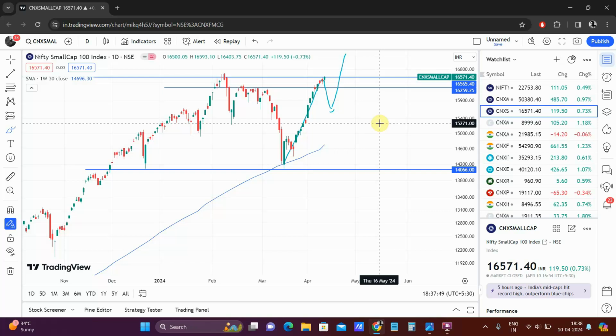And also if you look at it from the lows that we touched in mid March, from there, from 14,000 levels, we are close to 16,800, almost a 20% move from those levels after strong accumulation. So this is how the data kind of tells us what is going to come in, right?